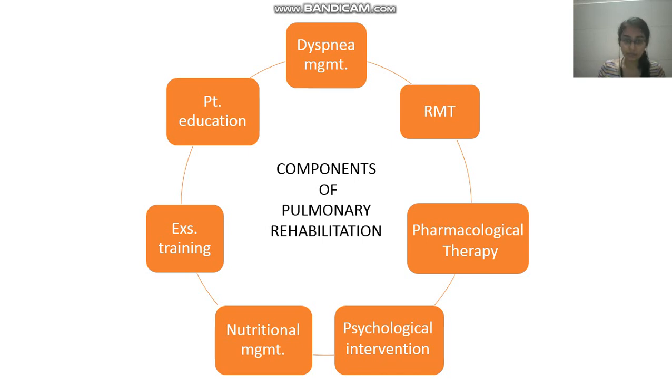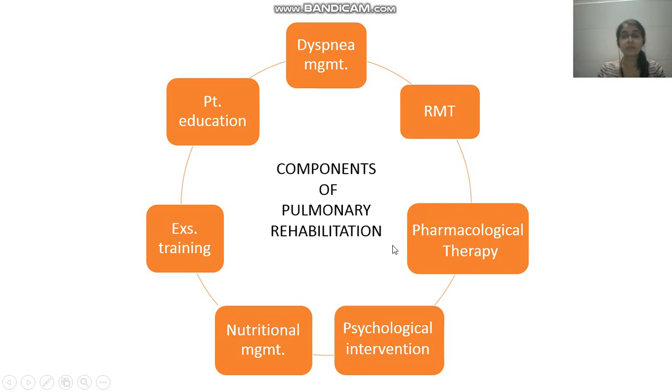Whatever team members we all saw will together make sure that all these components of pulmonary rehabilitation are taken care of by one or the other member. Okay. Patient education will be done by everyone. Dyspnea management. Dyspnea management is a major component, although this is basically the symptom management. So it can be cough management, it can be chest tightness management, it can be dyspnea management, whatever according to the patient's requirement. Respiratory muscle training, majorly done by us physiotherapists.